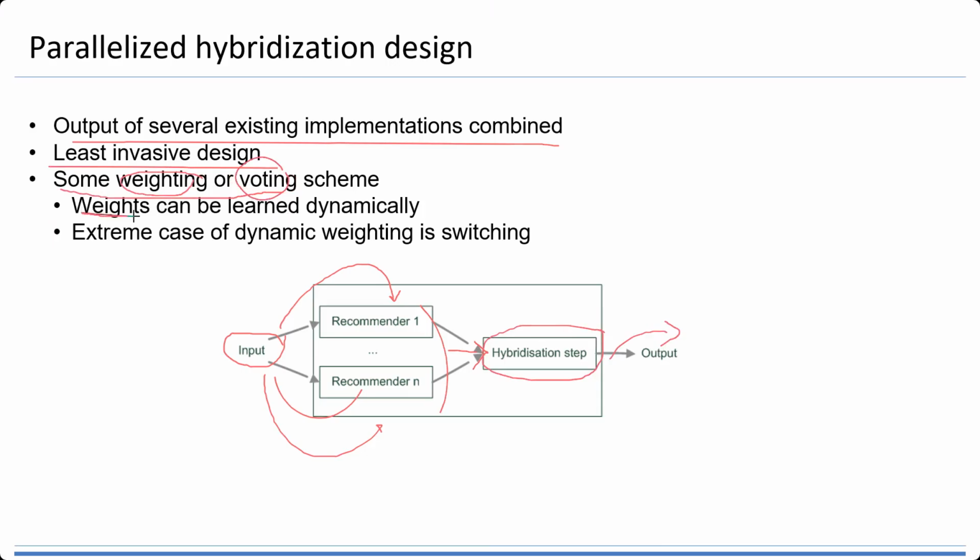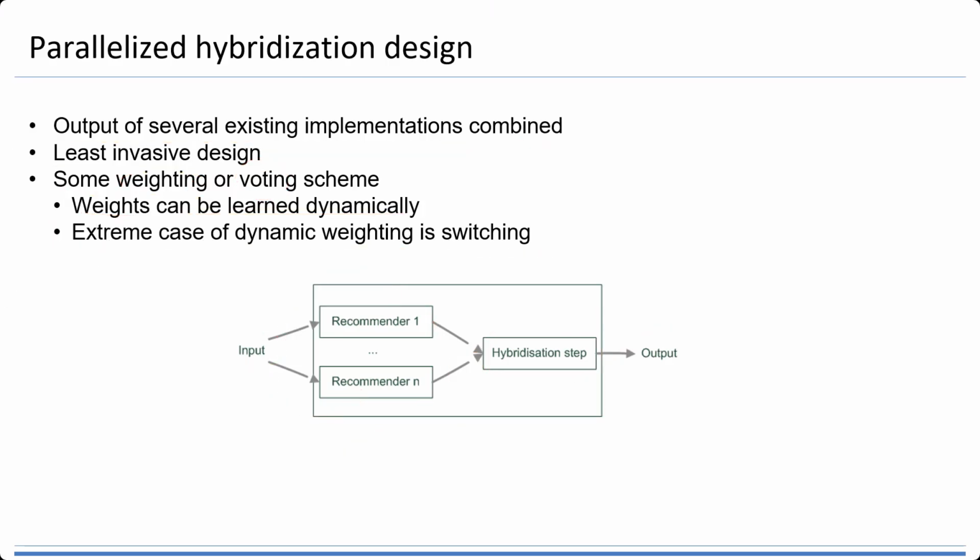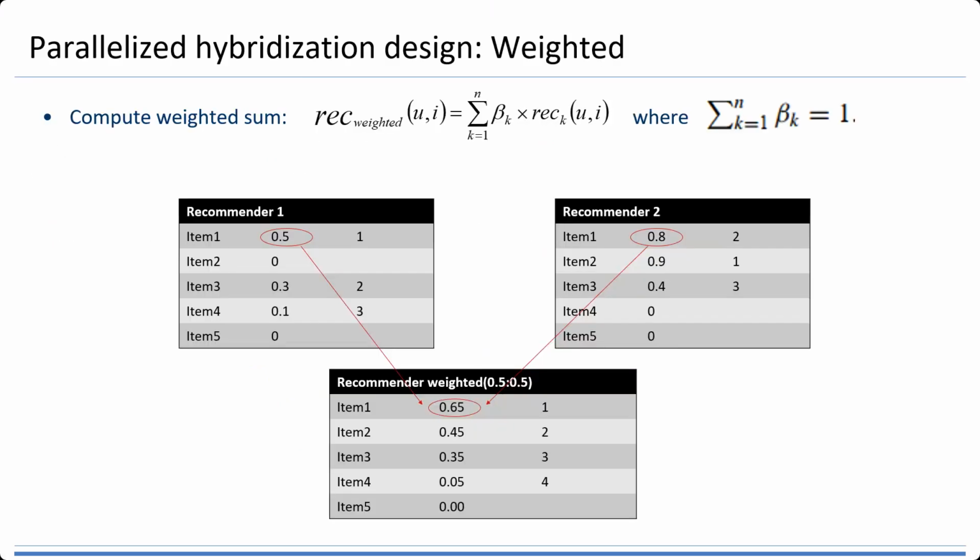Weights, maybe in Korean 가중치. So it can be learned dynamically. And in the extreme case of dynamic weighting, it is about switching. Okay? So we can switch in the extreme case. So for example, we can use the weighted. The weighted means we put weight.